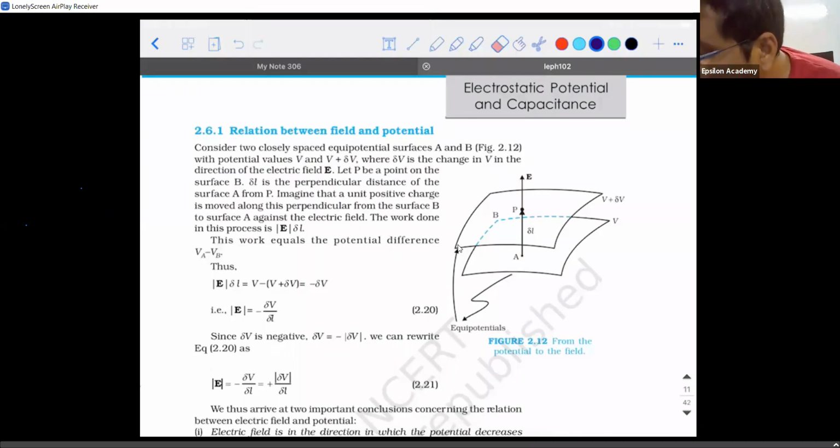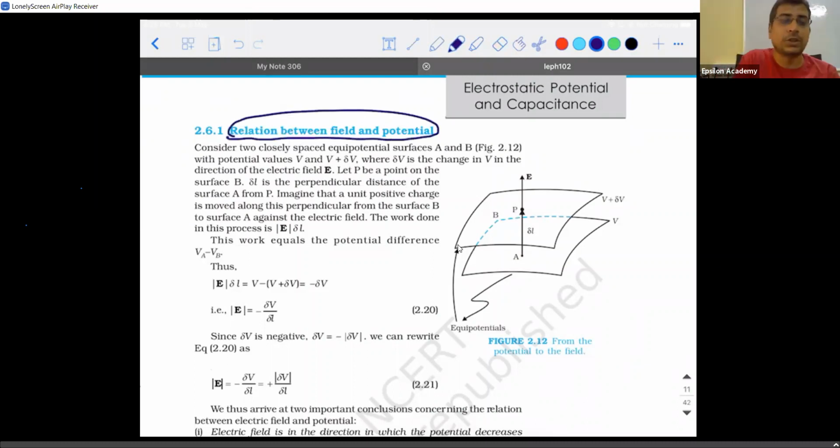Relation between electric field and potential, write down the heading. Relation between electric field and potential. So, as I told you, there are certain reasons why you're studying these things. See, whenever you talk about a charge distribution, what are all the important parameters you can talk about?